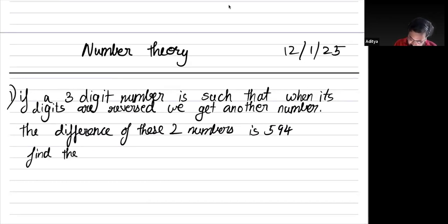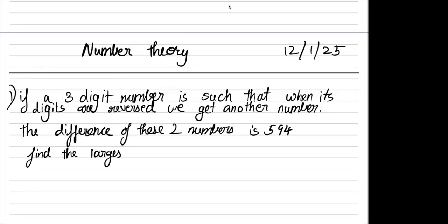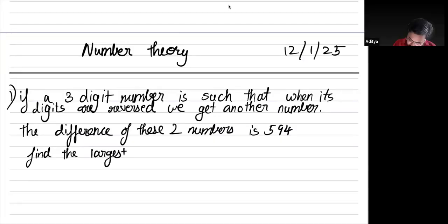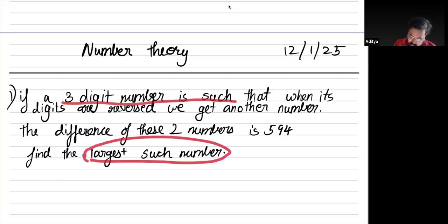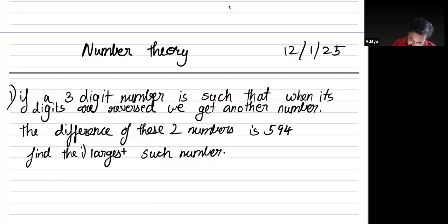Find the largest such number, the original number, the first three-digit number that we have. Find the largest such number. This is the first part. And the second part is find the smallest such number. Smallest such three-digit number.